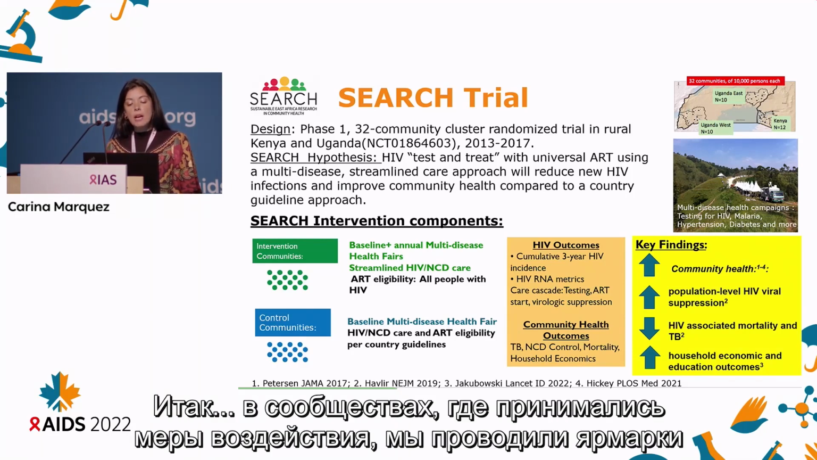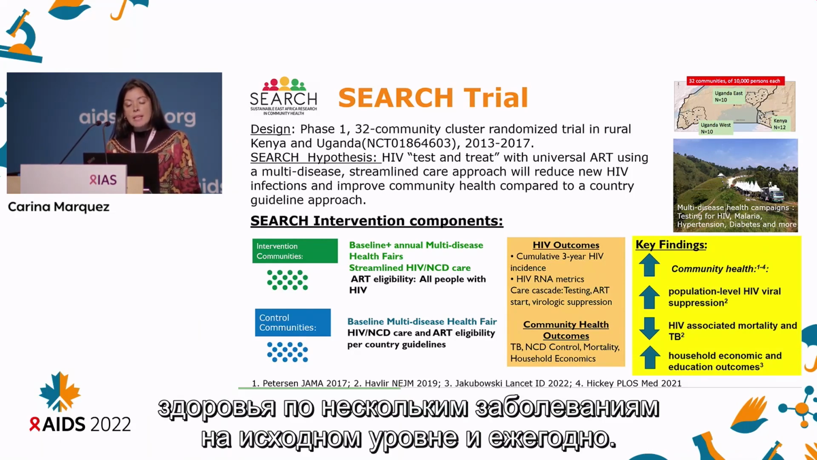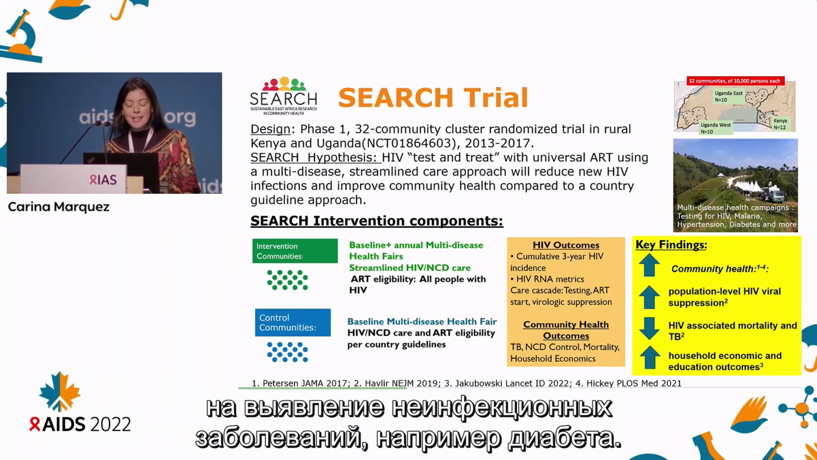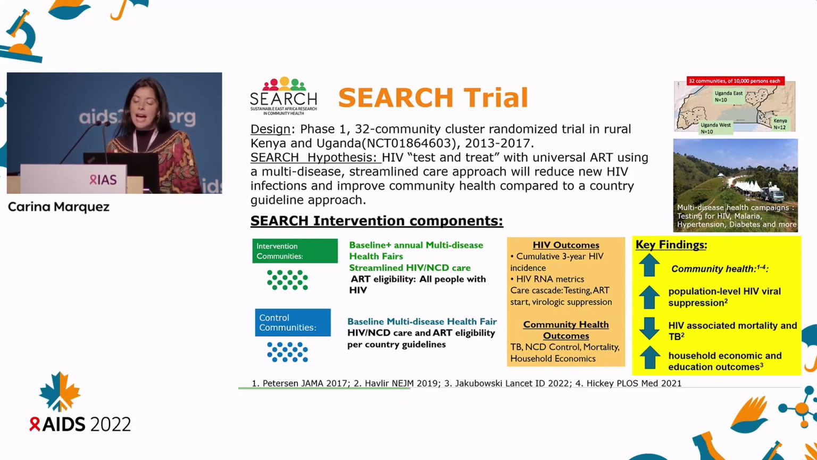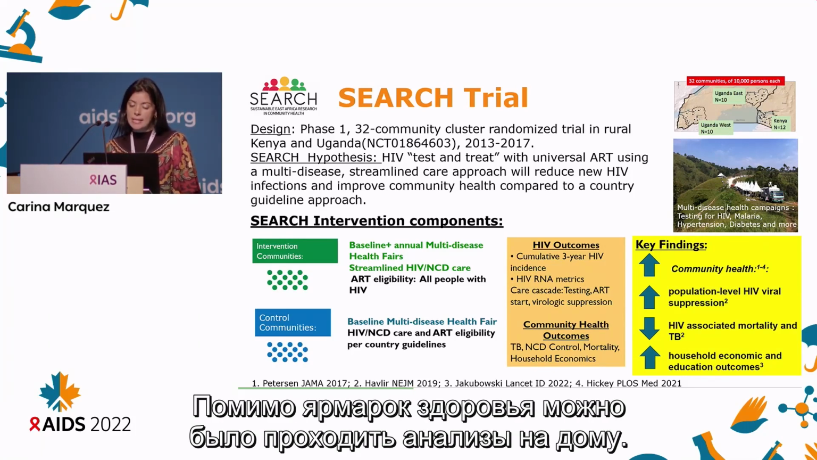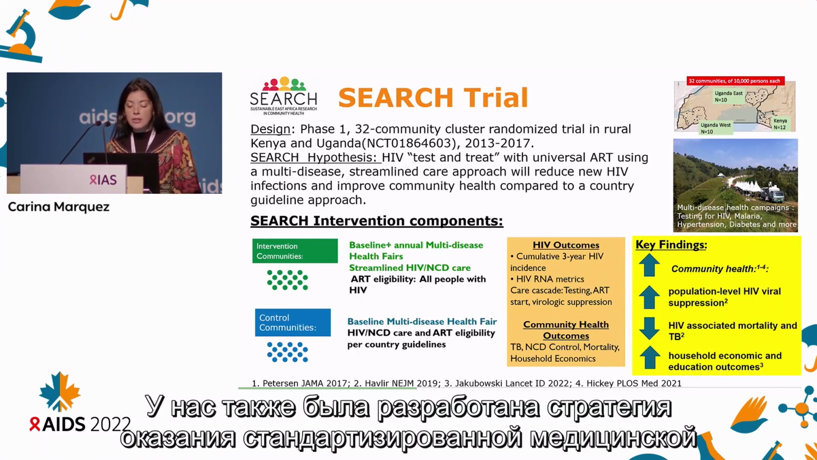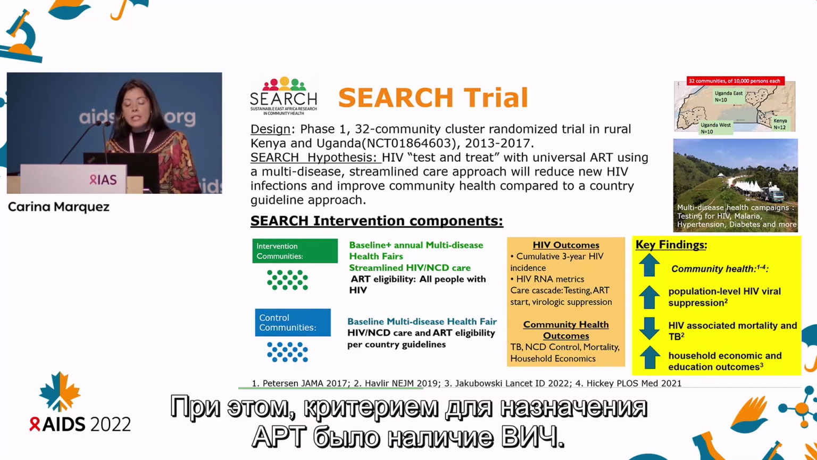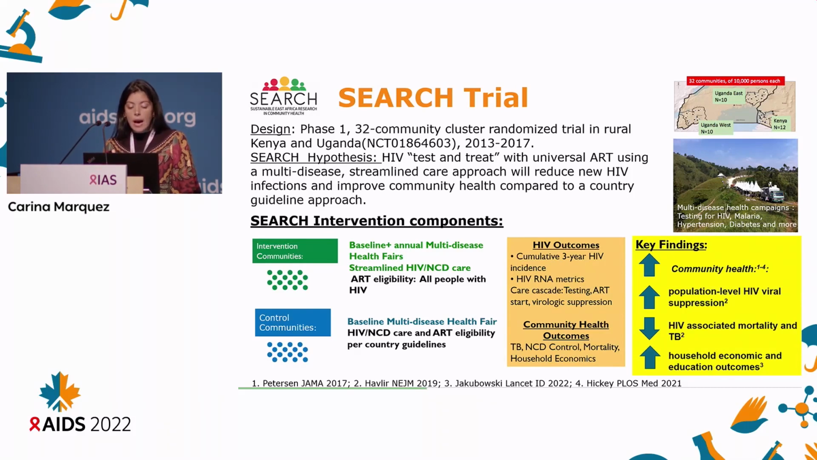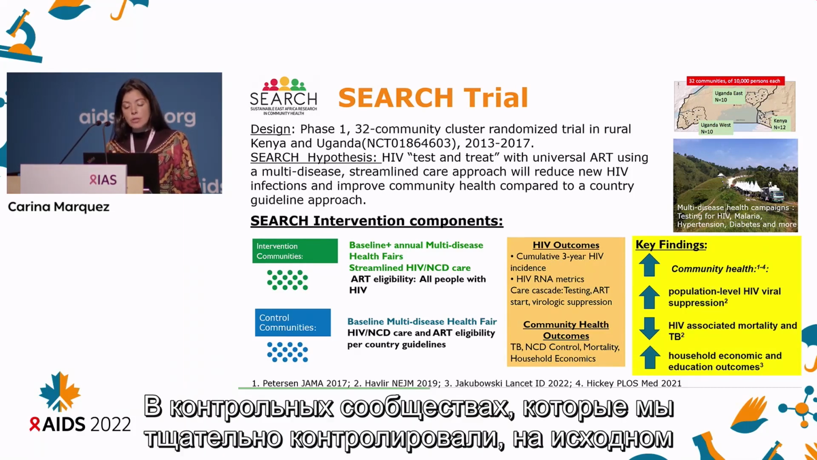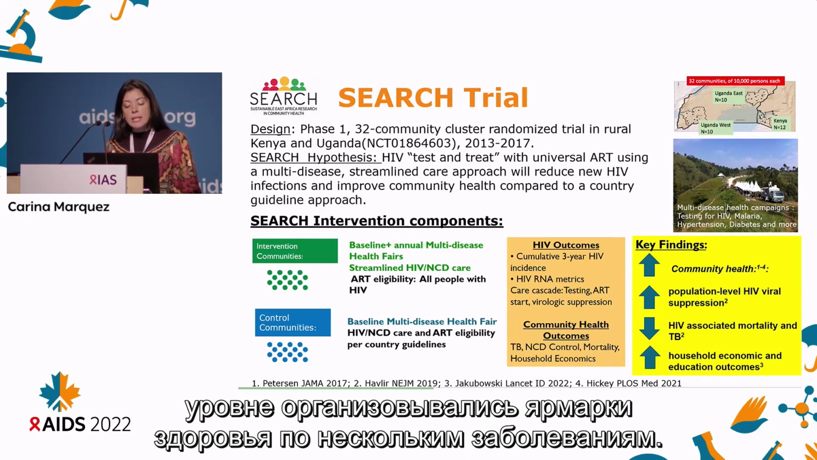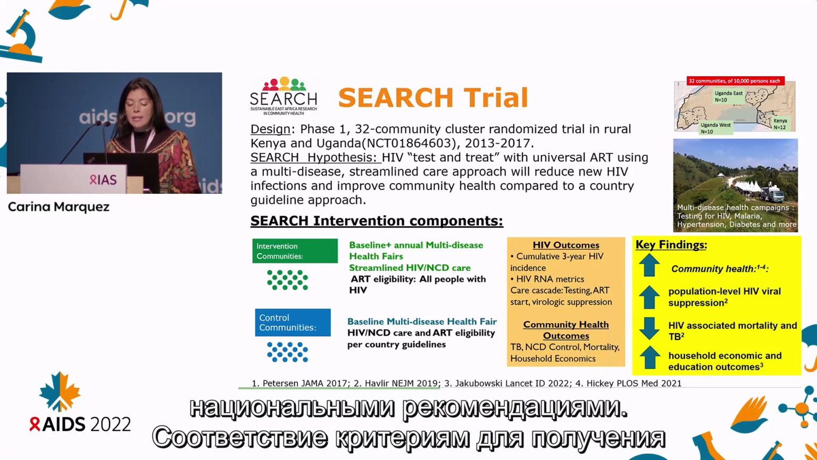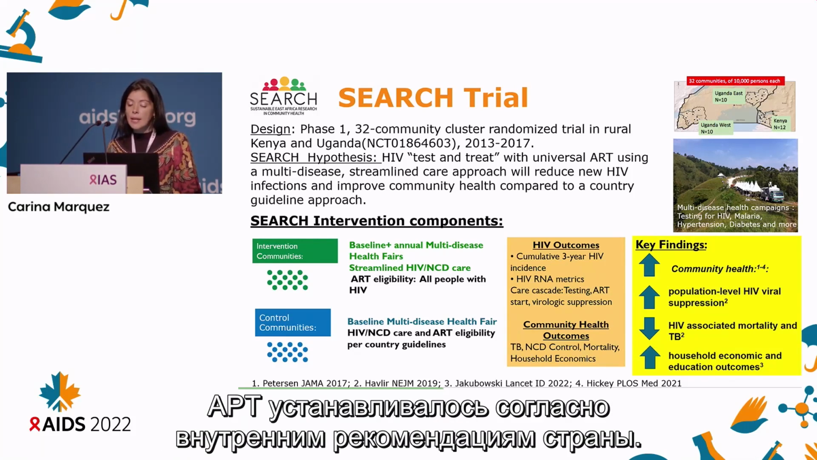Here's a little bit about the intervention component. In the intervention communities, at baseline and annually, we did multi-disease health fairs. So people came, they did HIV testing, non-communicable disease screening like diabetes testing. And for those who didn't come to the health fairs, they had home-based testing. We also had a streamlined, patient-centered, co-located HIV and NCD care delivery strategy. And then ART eligibility was all people with HIV. In the control communities, which we had as an active control, people received baseline multi-disease health fairs, and then HIV and NCD care was delivered per country guidelines, and ART eligibility was per country guidelines at that time.